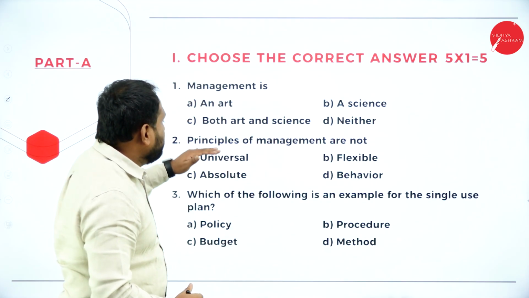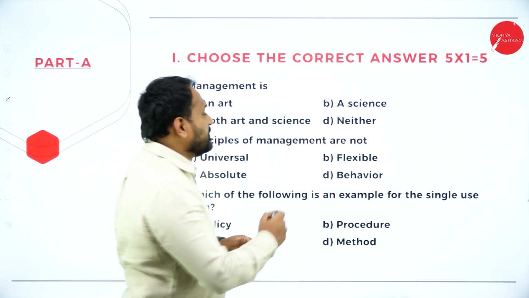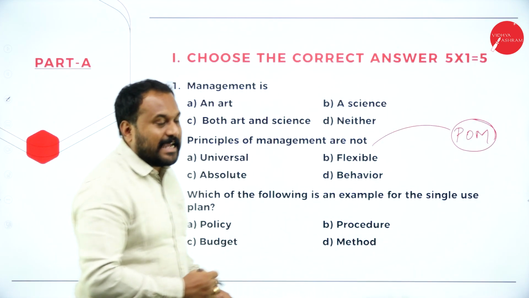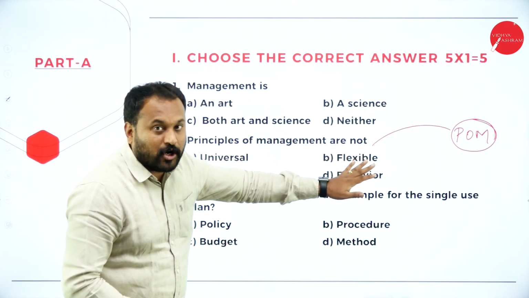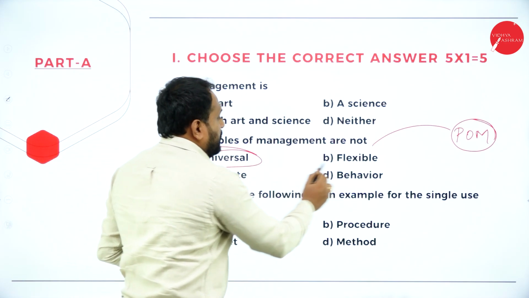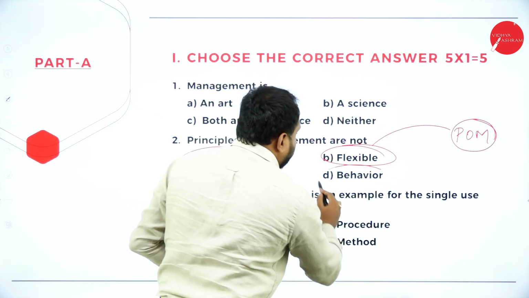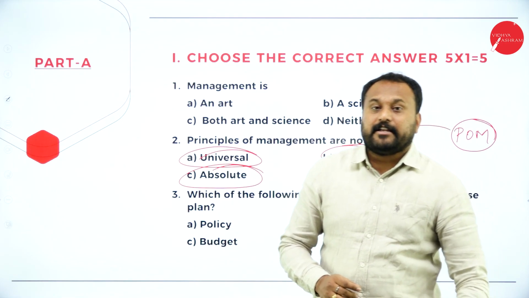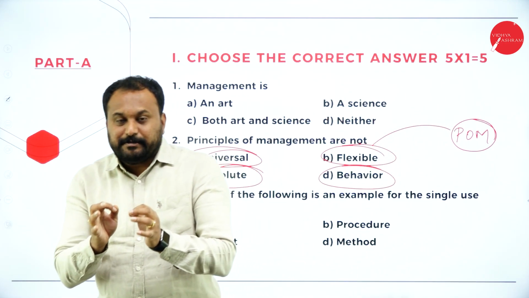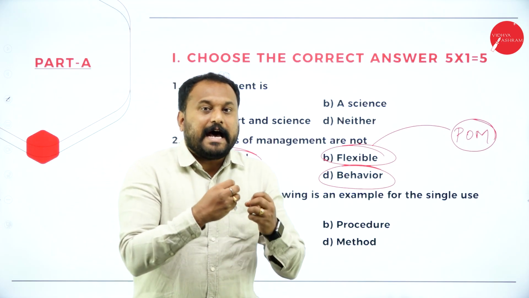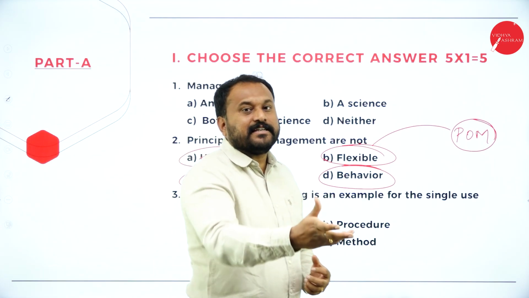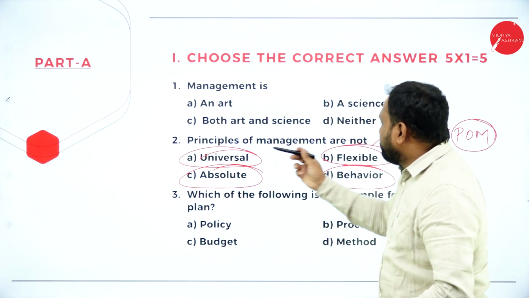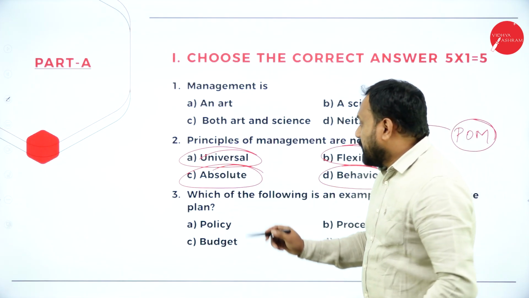Next, the next question is: principles of management are not. Now this is the second chapter, principles of management. Now what exactly is the question? Principles of management are not: universal, flexible, absolute, behavioral. Now please understand, the principles of management are the management principles which go with acting on the situation. That is how the contingency is, we are supposed to go with it. So there is a change behind it. So the question is, principles of management are not, and the answer is absolute.